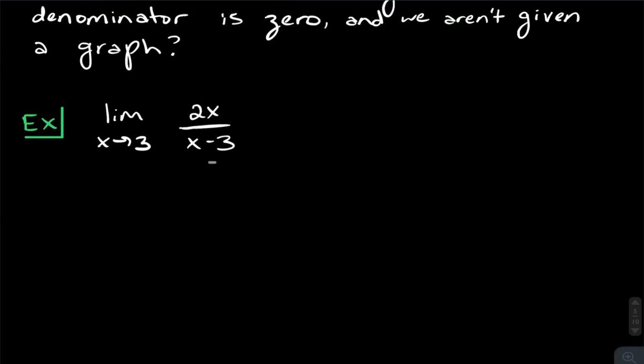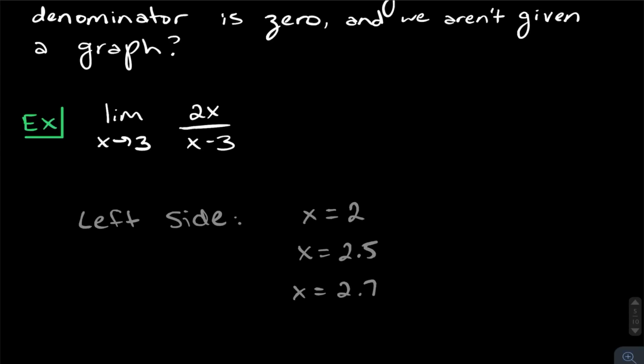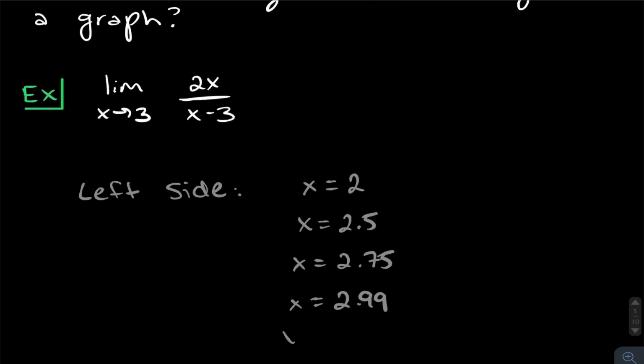Okay, let's get closer and closer to 3 from the left side and see what happens. Right? So we'll try different things. Like, first off, we can try x equals 2. Right? We can try x equals 2.5. We can try x equals 2.75. And then x equals 2.99. And then x equals 2.999. Right? And then we'll try to see what happens to y.